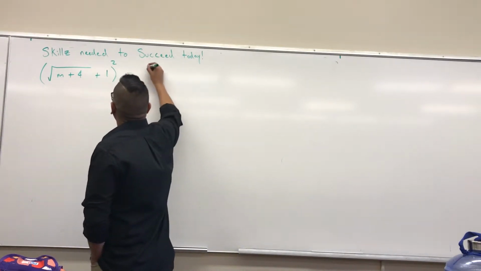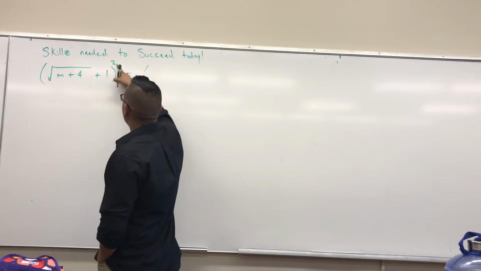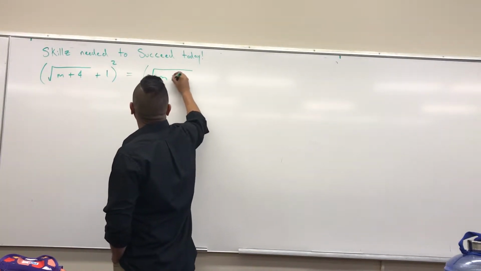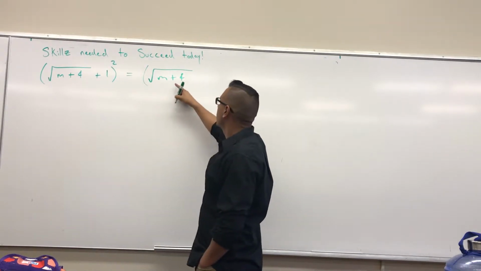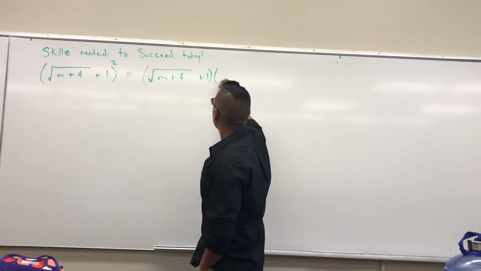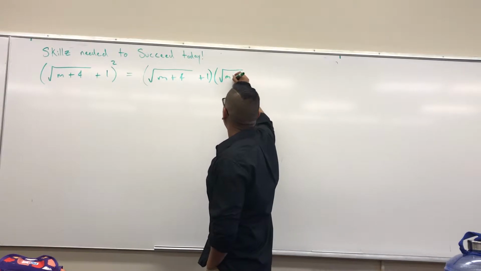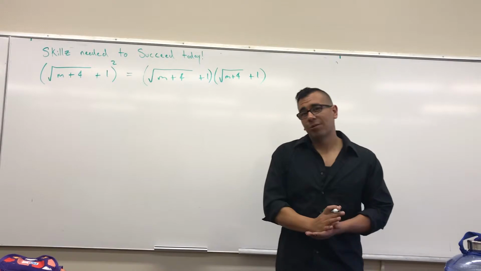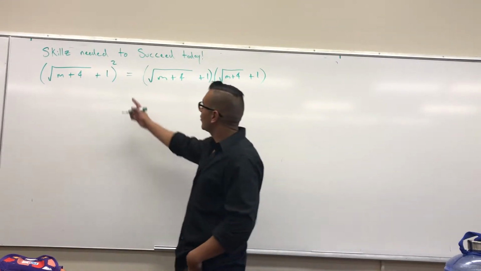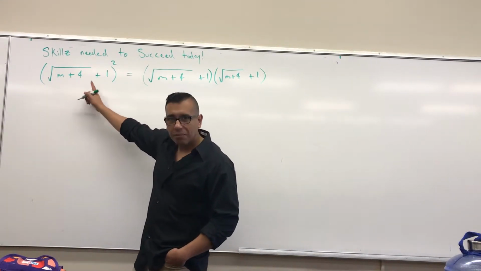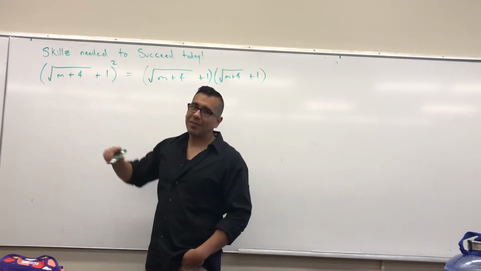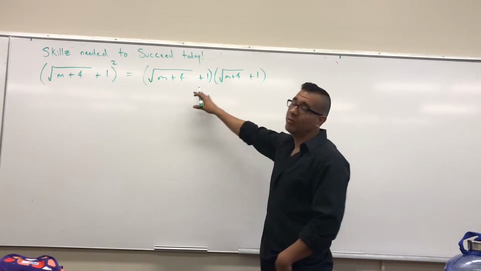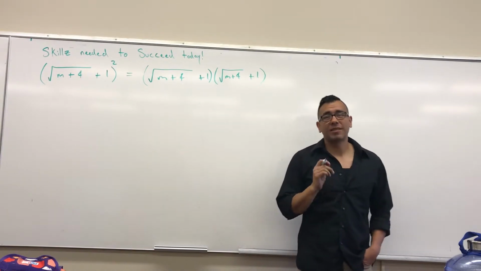So we have, how many of these? We have two of them, so we need to make sure that we write them out. So I have square root of n plus 4 plus 1 times the square root of n plus 4 plus 1. Again, no, you cannot take shortcuts. You cannot just square the first number plus and then square the second number. That's not how this works. We've talked about this many times. So you actually have to write two of them because we need to multiply this out.